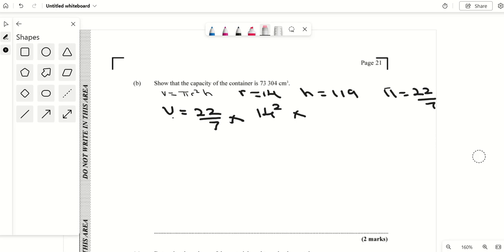So our volume is 22 over 7 multiplied by 14 squared multiplied by 119. Put this exact same thing in your calculator, and when you do this, you get the same answer as above. That is 73,304 centimeters cubed. And that is how you would show the capacity of the container.